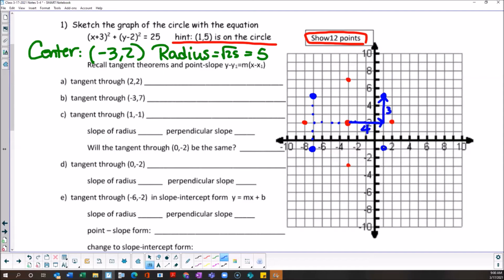The other thing I can do is flip these, and go to the right 3 and up 4. That point has to be on the circle as well. So over 3, up 4; over 3, down 4; and left 3, down 4. That's how I get 12 points on the circle. Can you see that? So if I connect my dots, I make it a circle.